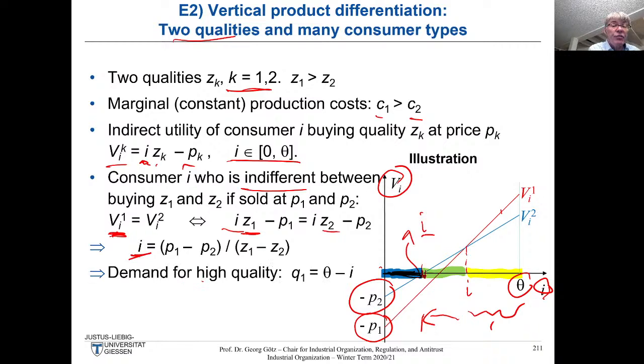Now, the demand for high quality is straightforward, because everyone between theta and I buys. So Q1, demand for quality 1, is just theta minus I. If the price P1 increases, what is clear is that demand goes down. If P2 increases, I will decrease and demand will go up. Now we are happy because we already have our demand function here for the high quality.